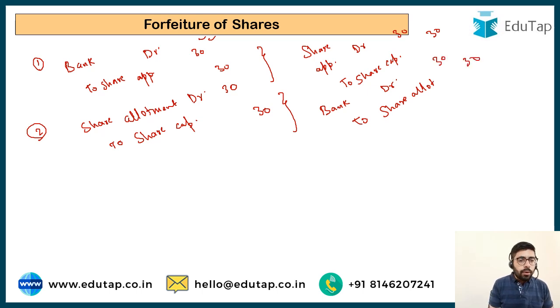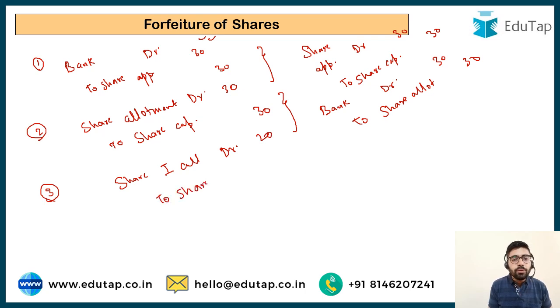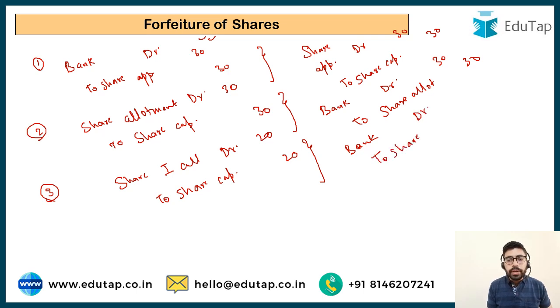Now the company makes the first call: share first call debit. It says the money is due, rupees 20, to share capital. It transfers the money to share capital. It is sure that all the shareholders are going to pay the money, and then again this money is received: bank account debit to share capital. Please pardon my handwriting. I believe you are able to understand it.